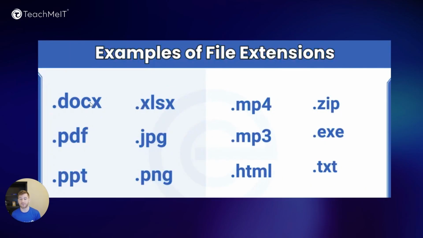Here are some examples of file extensions: .docx, .xlsx for Excel files, .pdf, .jpeg, .pptx for PowerPoint, .mp4, .zip, .mp3, .exe, .html, and .txt. These are all very, very common file extensions. And if you want to, you can pause the video now to go through your files and look at what extensions they have, which show you exactly what files they are. For example, MP4 files are video files, MP3 files are audio files, and so on and so forth.